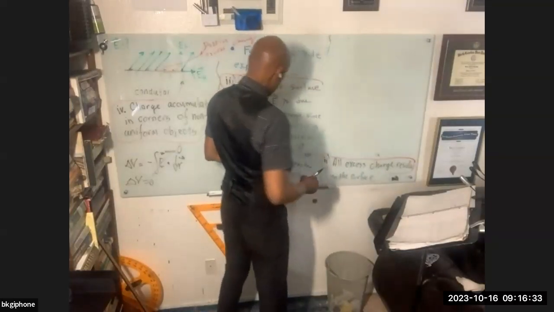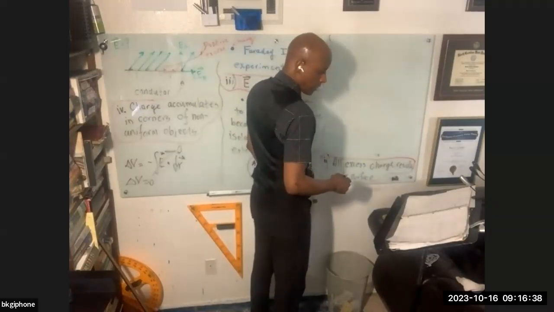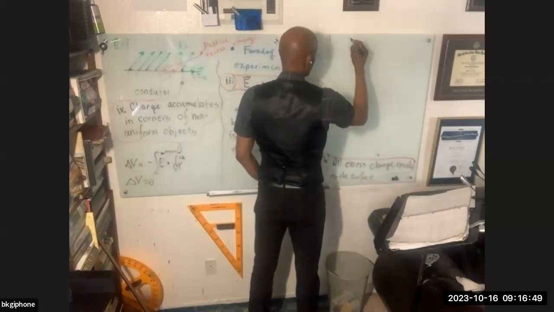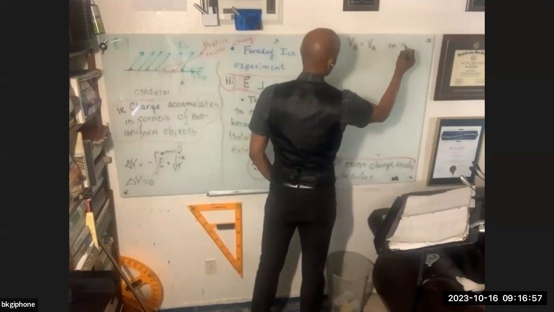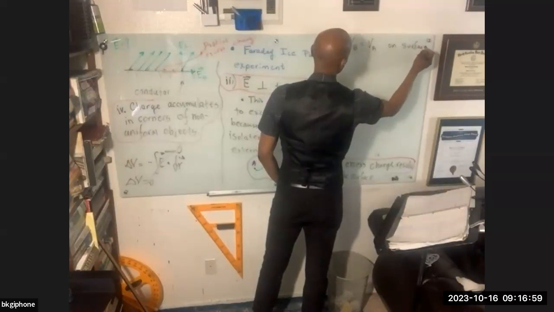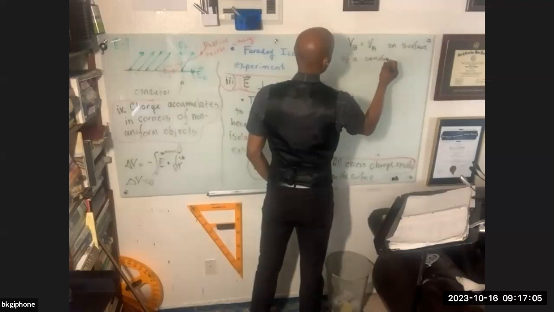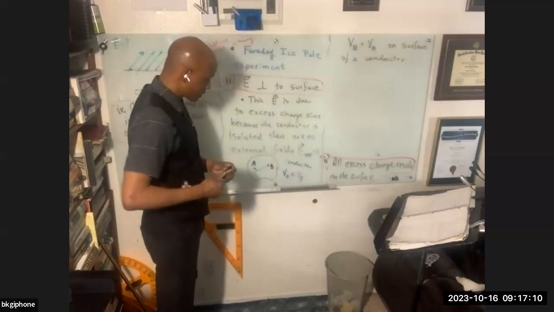Because of this situation, there are several implications. We say that VB equals VA on the surface of a conductor. Now, VB and VA, as I said, are arbitrary points.